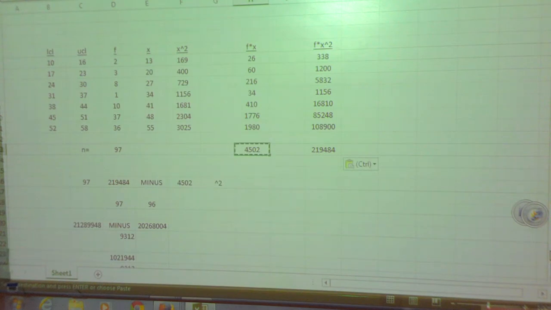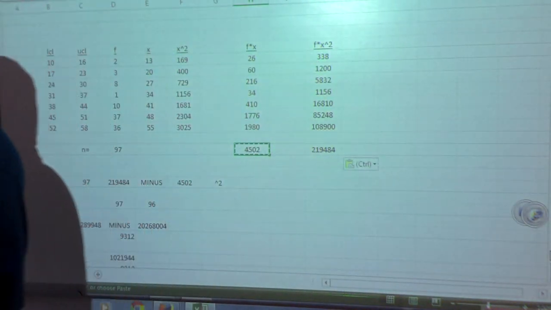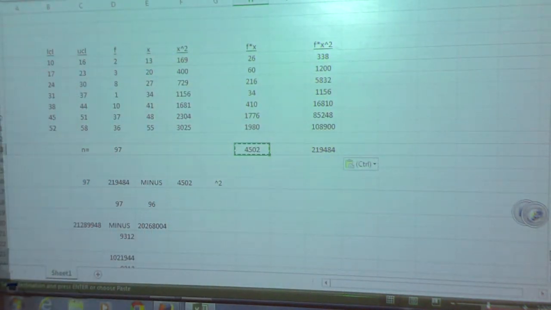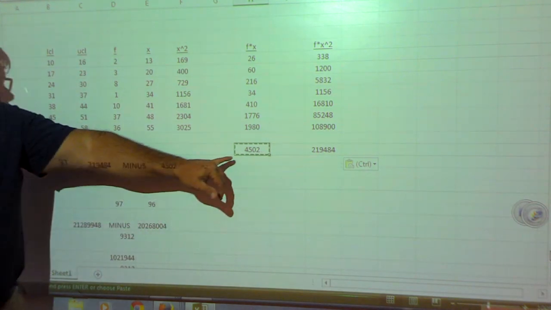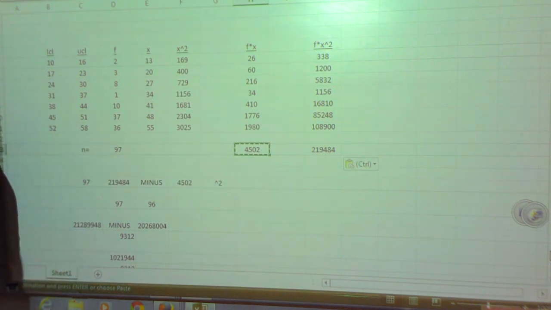Yes, ma'am. How did you get the mean again? The mean is the summation of F times X over the summation of N, or summation of F, which is N. So that number right here, divided by 97. And you got the 97 from adding all the what together? Now remember, what did I tell you frequency was?